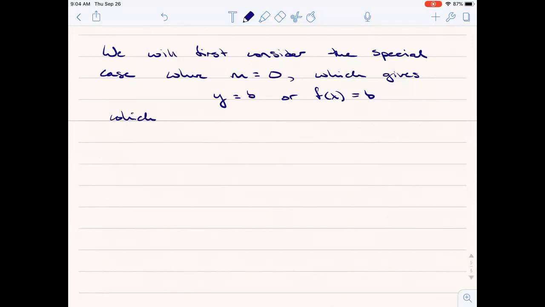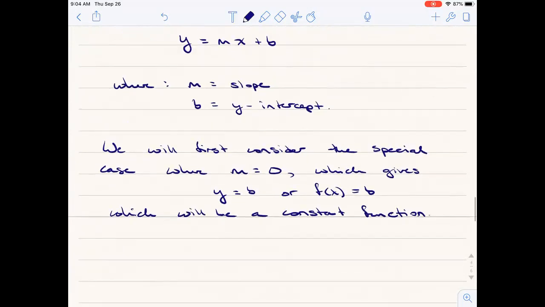Which gives a constant function, or which will be a constant function. Okay, what does that mean? So when the slope is 0, right up here, well, the mx is gone, and so it doesn't matter what value of x you have, the output will always just be b, right? And so that's what makes it constant.